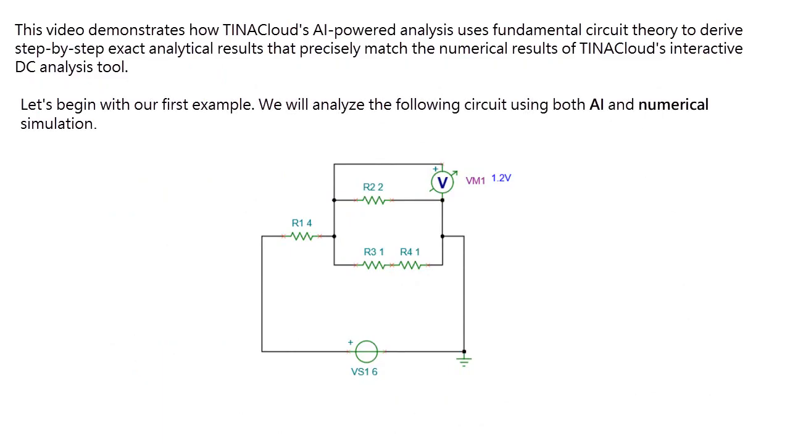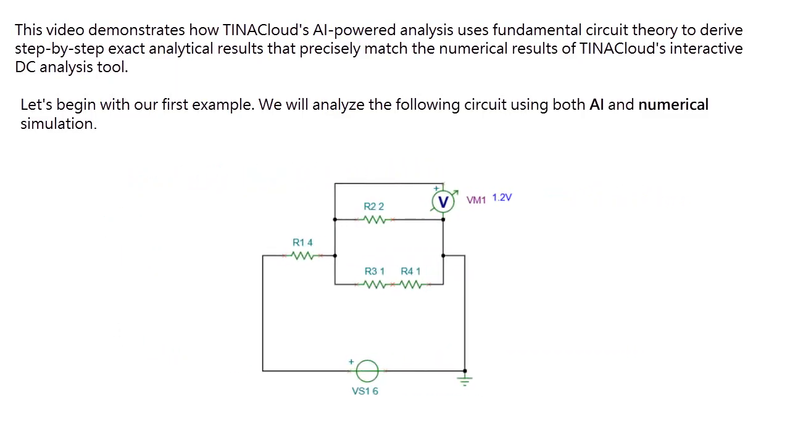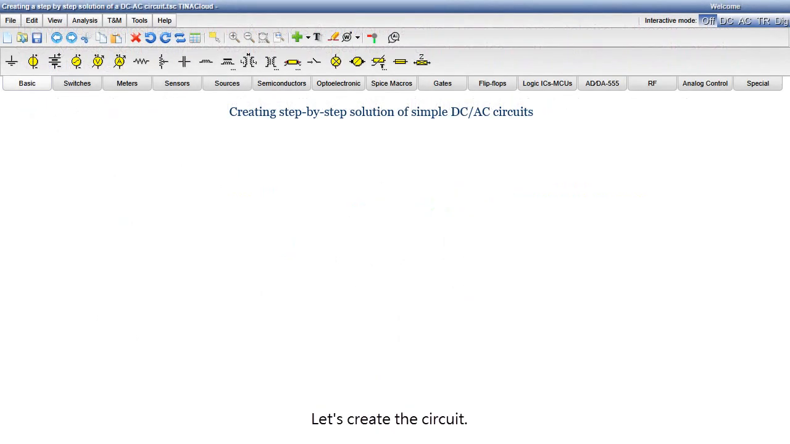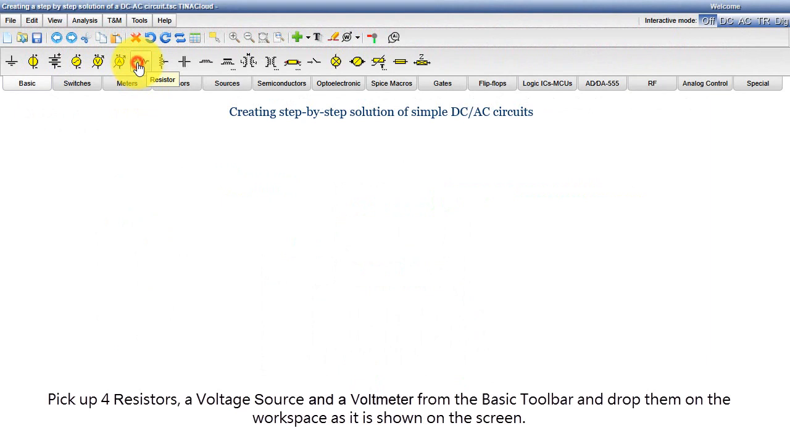Let's begin with our first example. We will analyze the following circuit using both AI and numerical simulation. Let's create the circuit. Pick up four resistors, a voltage source, and a voltmeter from the basic toolbar and drop them on the workspace as it is shown on the screen.